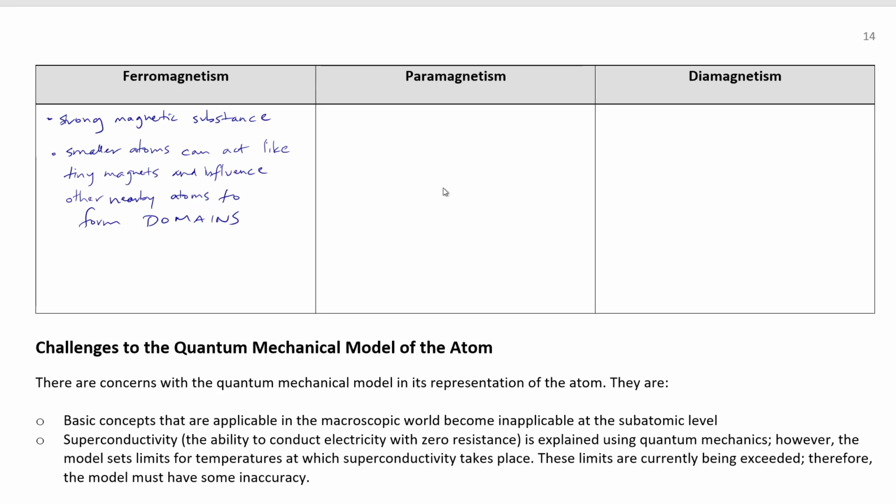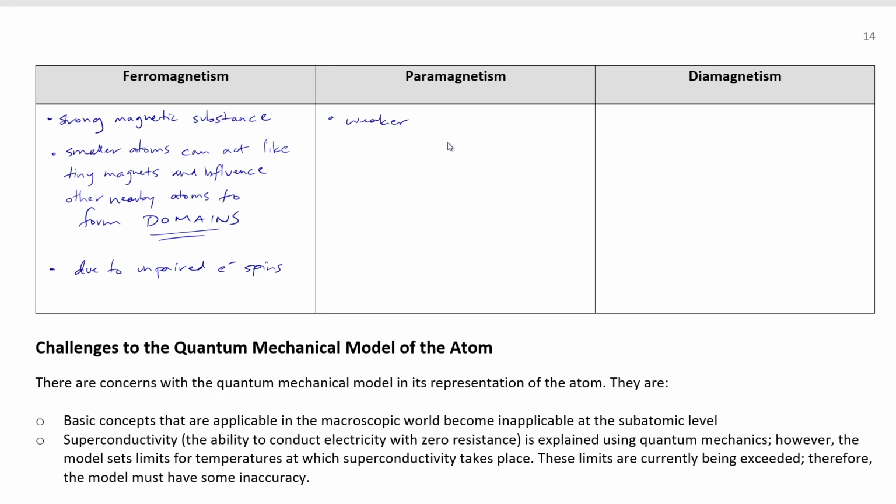So in a ferromagnetic substance, you have domains because the smaller atoms influence each other, and they're arranged in such a way that they can create these domains. These domains create strong magnetic substances. And the properties of magnetism are again due to unpaired electron spins.